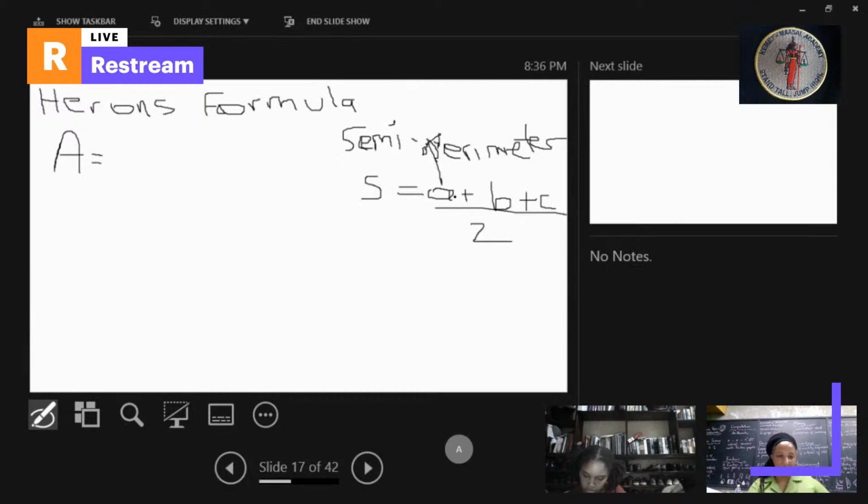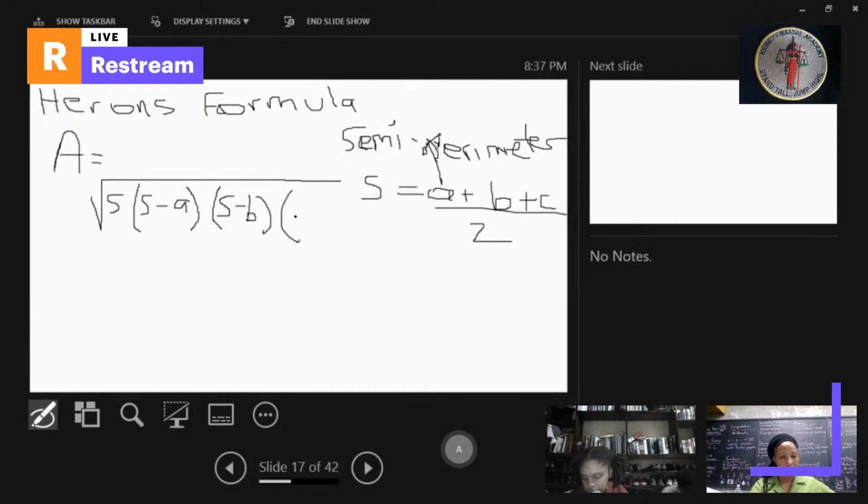Semi, half. All right, so Heron's formula says what? The square root of the semi-perimeter, times the semi-perimeter minus a, bracket, semi-perimeter minus b, bracket, semi-perimeter minus c. Okay, all right.